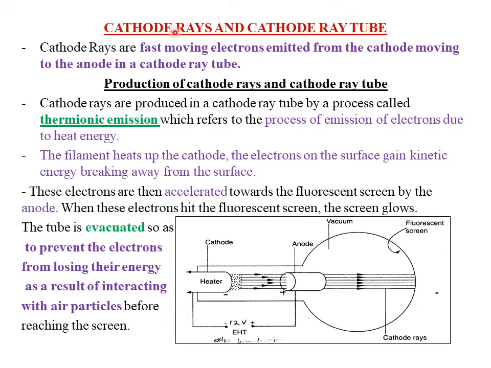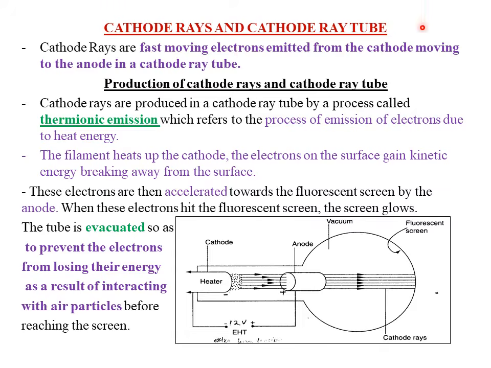So today I'm looking at the cathode rays and the cathode ray tube, usually abbreviated as a CRT. So let's start by defining what we mean by cathode rays. Cathode rays are simply fast moving electrons emitted from the cathode moving to the anode in a cathode ray tube. It is important to note that the cathode rays are usually negatively charged because we are talking of electrons. Remember, electrons are simply negatively charged ions.